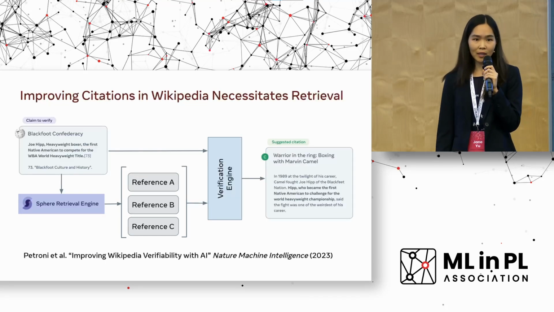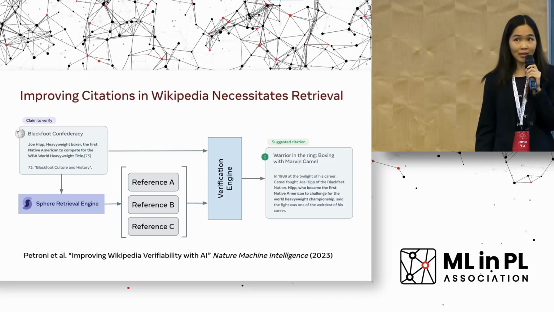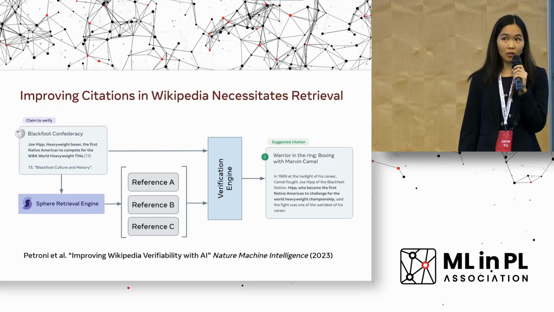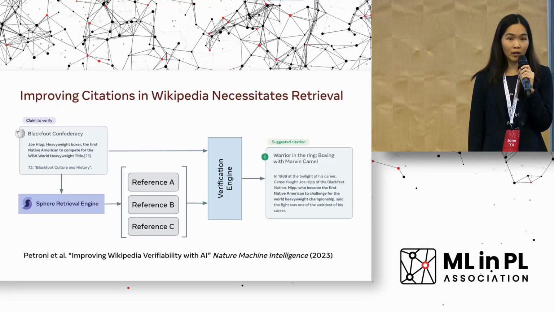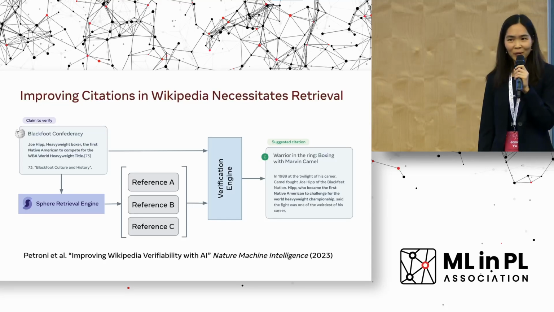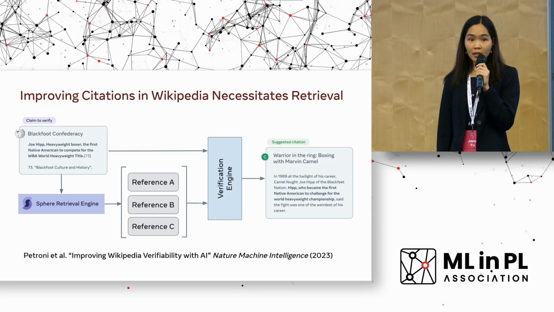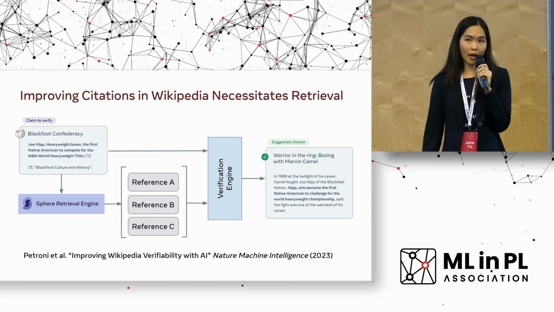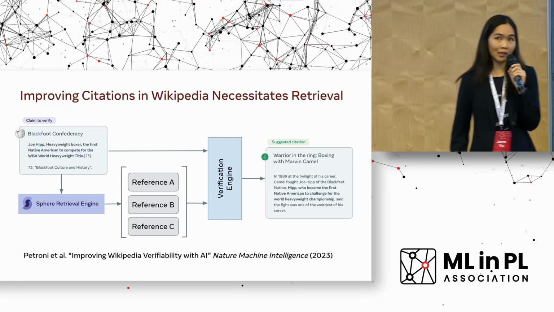And sometimes this makes sense. So for example, let's see this task here. It's called Improving Citations in Wikipedia. This is actually work that appeared in Nature Machine Intelligence about maybe a week ago, 2 weeks ago. And basically the idea is for every claim in Wikipedia, we want to provide a citation for that claim to make sure that it's verifiable and it's legit.